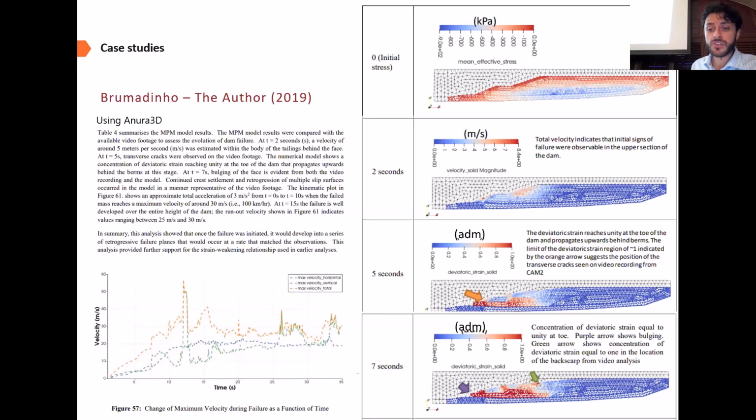At 7 seconds, the concentration of the deviatoric strain equal to unity at the toe, and the purple arrow shows bulging. The green arrow shows the concentrations of deviatoric strains equal to 1 in the location of the back scarp that you can see in the video footage. The plot in the bottom left is the estimated velocity outflow of the MPM model.